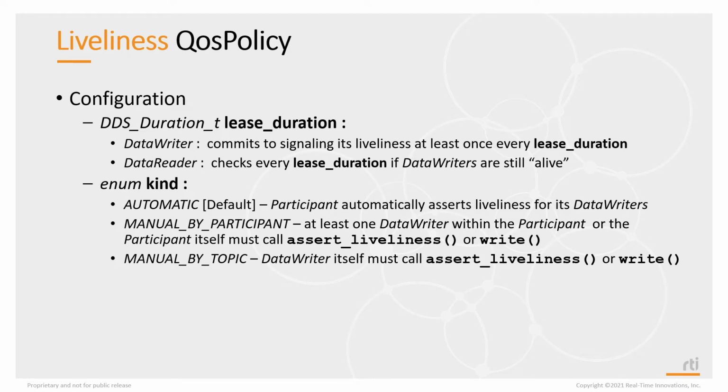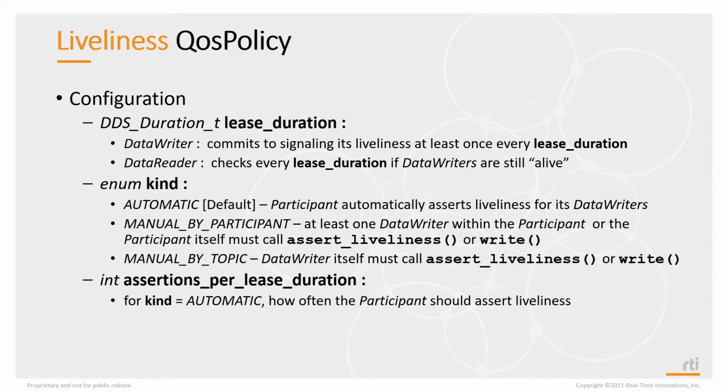If you want to get very specific and test a specific data writer itself, then you use the manual by topic kind. Manual by topic kind means you either call write to send data or you call assert liveliness on the data writer that's supposed to send the data. That will either send data to the other side or it'll send a heartbeat to the other side. And then the data reader will use that to make sure the data writer is alive.